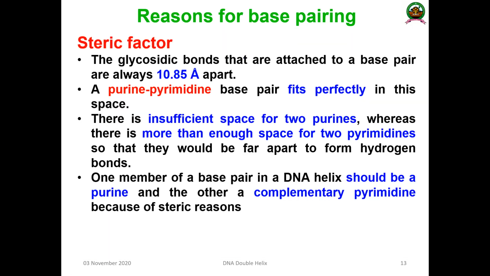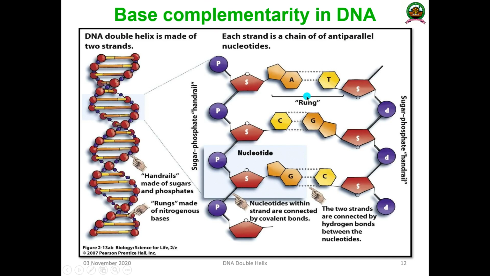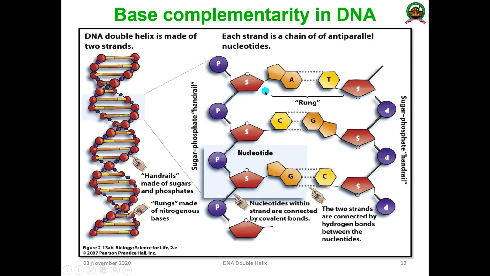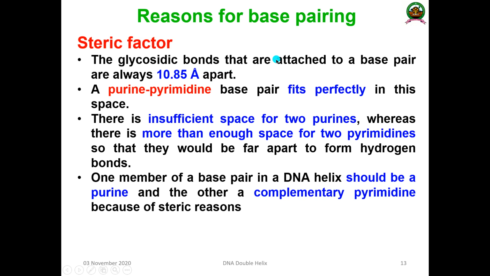Now what is the reason for base pairing? Why is adenine always paired with thymine, and why is there no pairing between adenine and guanine, or adenine and cytosine, or guanine and thymine, okay? There are two important reasons. One is known as the steric factor, okay. The glycosidic bonds that are attached to the base pair are always 10.85 angstrom apart, okay. So this distance, this rung, you can see this rung is 10.85 angstrom, okay.